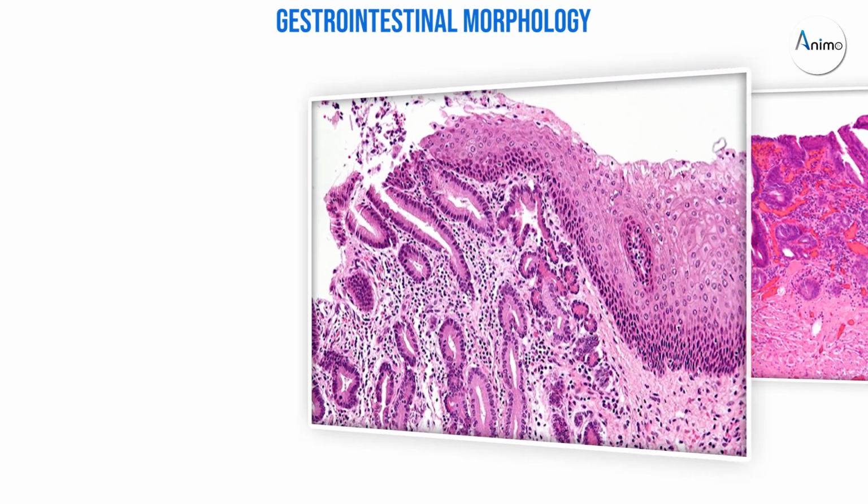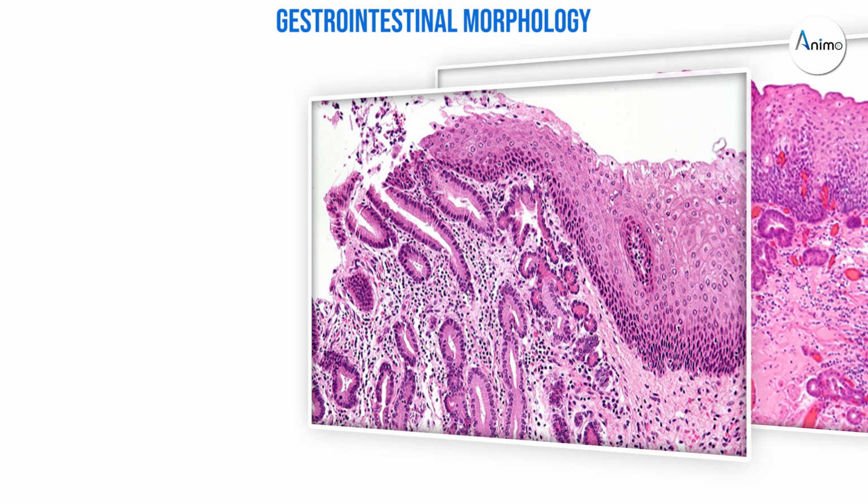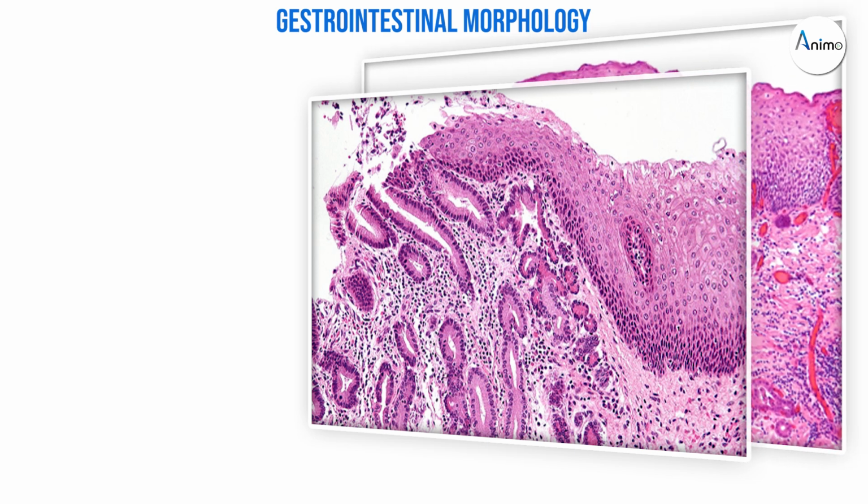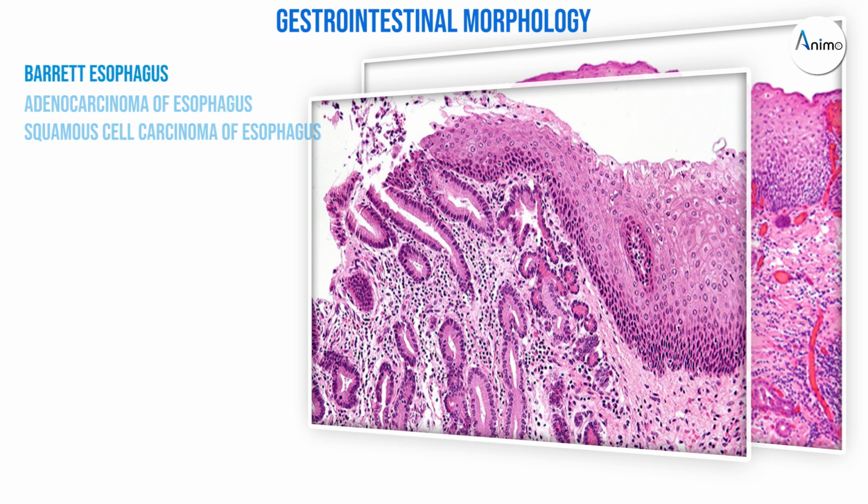Hello guys, this is going to be an important video in the series on gastrointestinal morphology, and here we are going to cover three major topics. One of them is Barrett esophagus, and the other two are the esophageal carcinomas. So let's get started. Our first topic is Barrett esophagus.